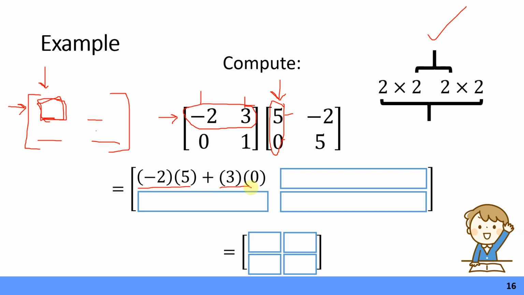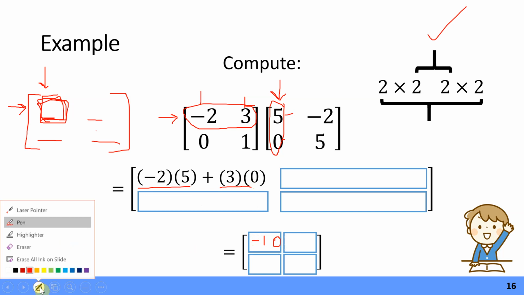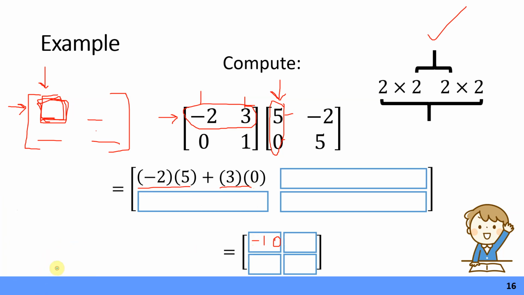So that's how I get that. Okay, so hopefully you were able to catch that. Again, since we're only doing the first one, this is row 1, column 1. And then you just compute this. So -2 times 5 is -10. 3 times 0 is 0. So -10 plus 0 is going to give you -10. So my answer for this one is going to be -10. Okay, if that made no sense, don't worry. Let's go ahead and try the next one.